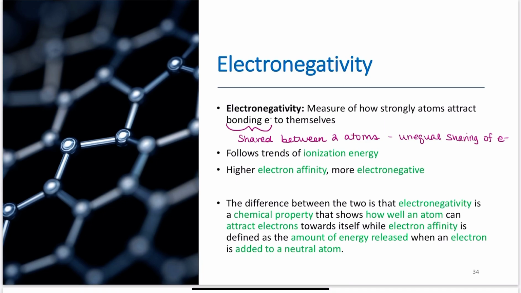The difference between electronegativity and electron affinity: electronegativity is a chemical property. It's showing how well an atom can actually attract electrons towards itself, but in a bonding pair. Electron affinity is the amount of energy released when an electron is added to a neutral atom. So this involves a transfer of electrons. This is just how much it is pulling a shared electron.